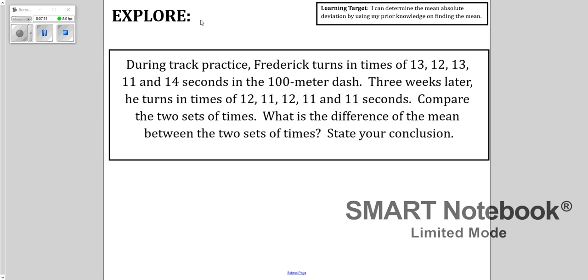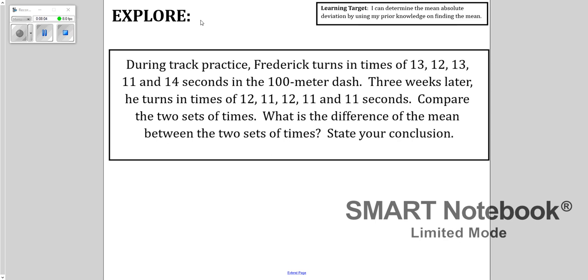During track practice, Frederick returns times of 13, 12, 13, 11, and 14 seconds in the 100-meter dash. 3 weeks later, he turns in times of 12, 11, 12, 11, and 11 seconds. Compare the 2 sets of times. What is the difference of the mean between the 2 sets of times? All right, I would pause the video, reread it to yourself, and try it. And then when you unpause it, I'm going to go over it kind of quickly. Not too quickly, but quickly enough.